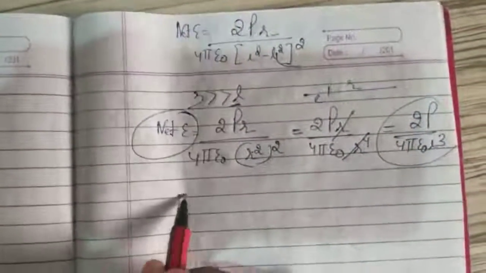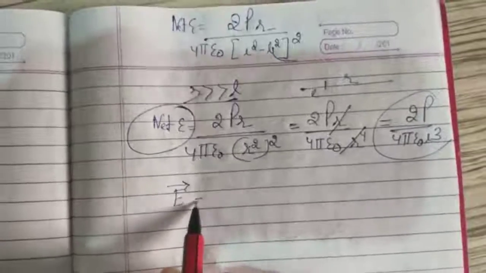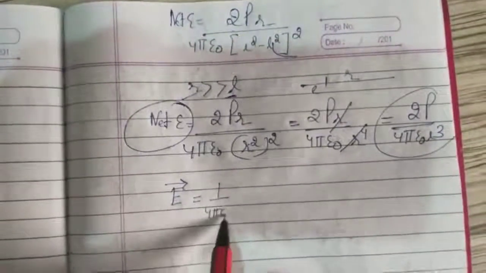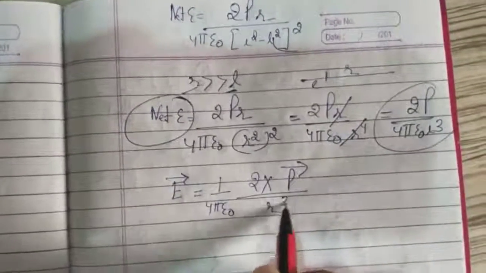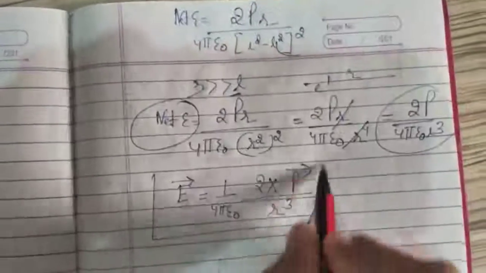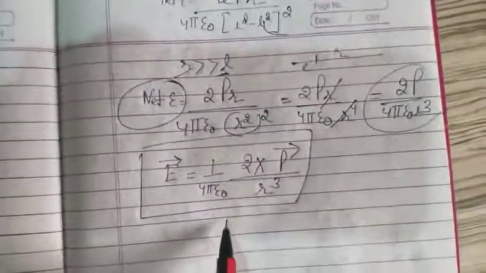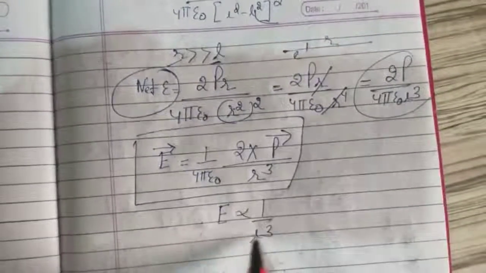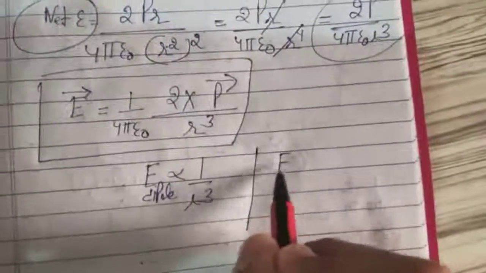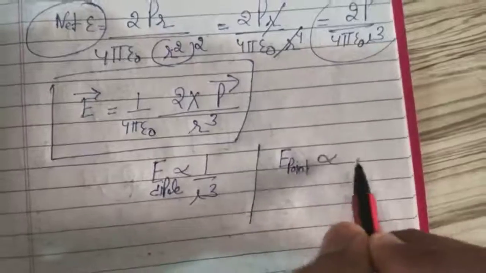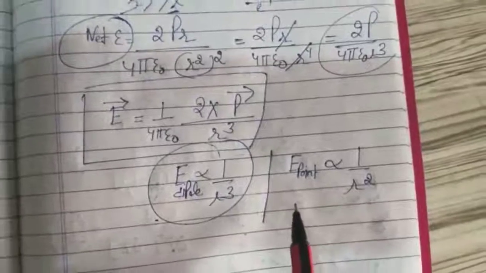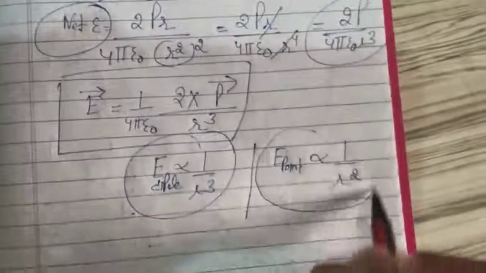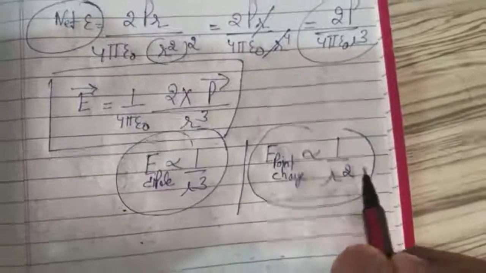If we want to express this in vector form, E is a vector quantity: 1 upon 4 pi epsilon naught, 2 into P vector upon R cube. So we have written the relation in vector form. E depends inversely on R cube in case of a dipole. But when we studied the same E in case of a point charge, it is inversely proportional to distance squared. So this is the difference: in case of a dipole it is related to R as R cube, and in the point charge it is related to R as R square.